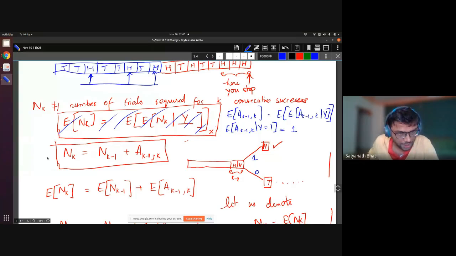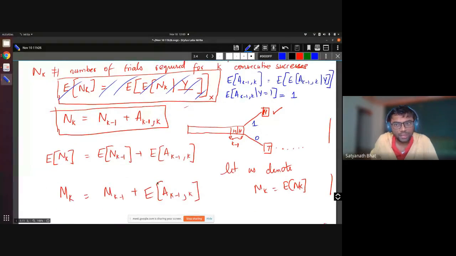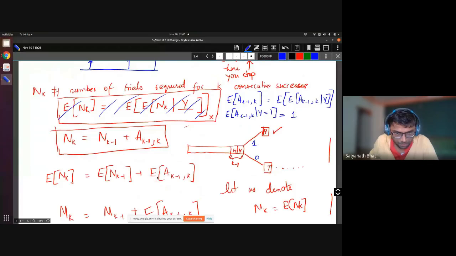Now, when you take expectation, due to linearity, you have this result. In order to compute this expected value of ak minus 1 comma k, what is its meaning? This is the number of rounds required in expectation. It's a random thing, so it's not deterministic. It is how many rounds you need to go from k minus 1 consecutive successes to k successes. There are two things that can happen, and that is the y.